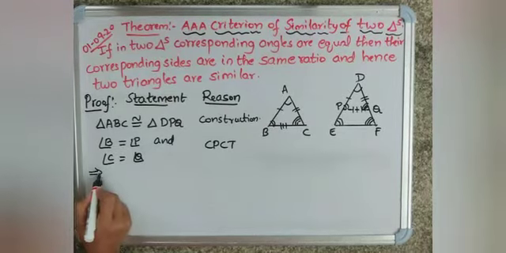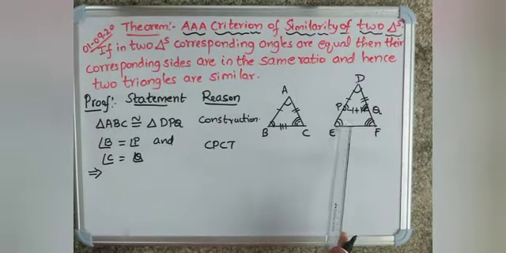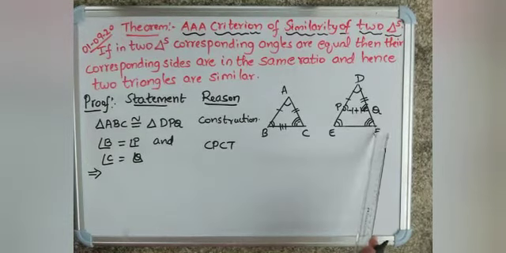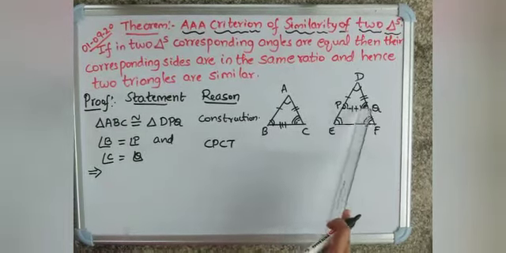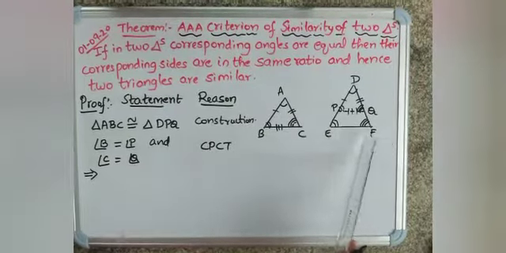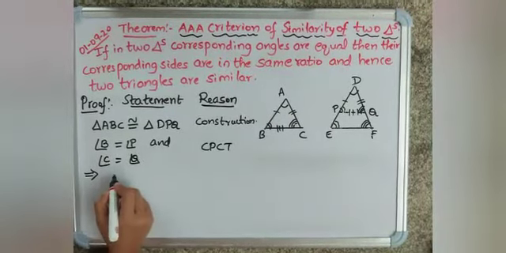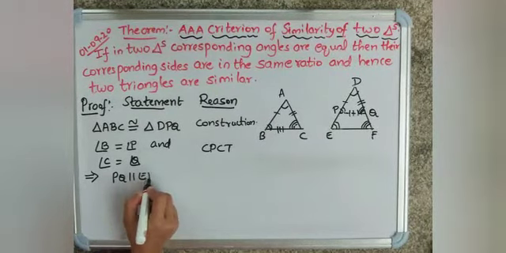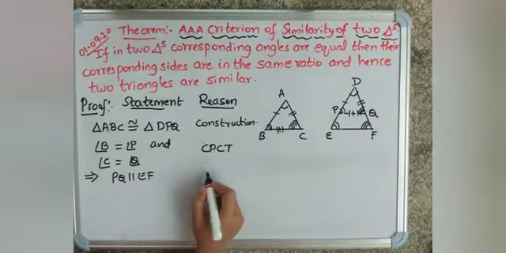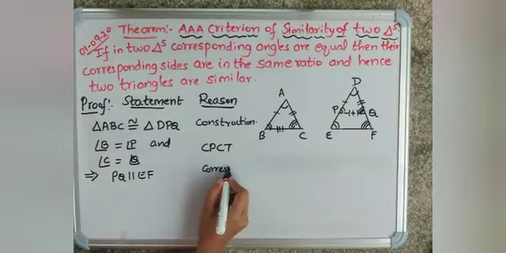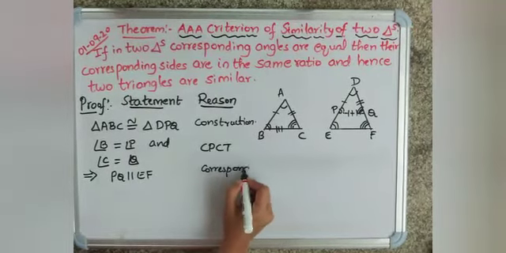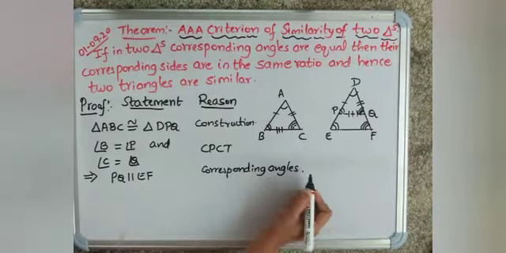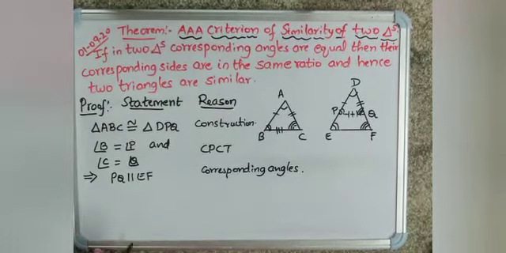So this implies that now you can see here P is also equal to E, Q is also equal to F. So can we write PQ is parallel to EF now? Isn't it? So this implies PQ parallel to EF. The reason is corresponding angles. Corresponding angles. Right?